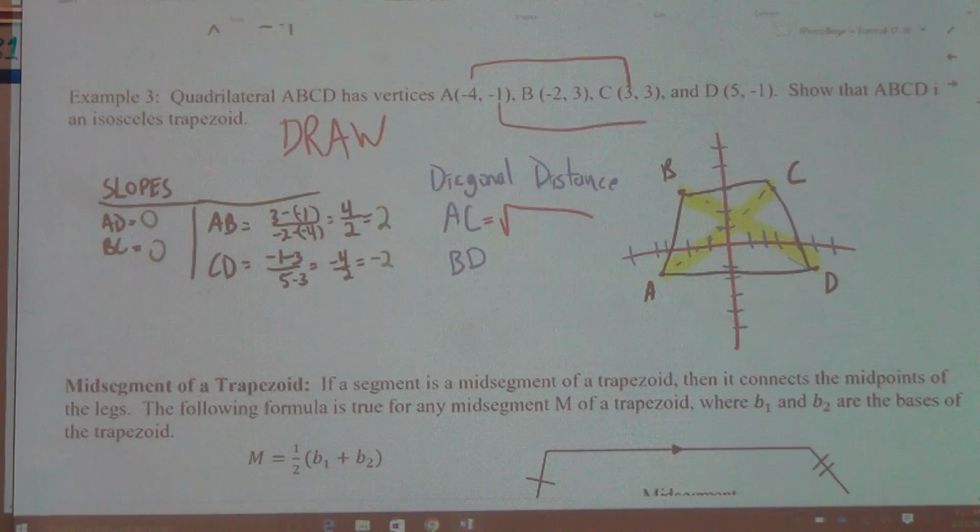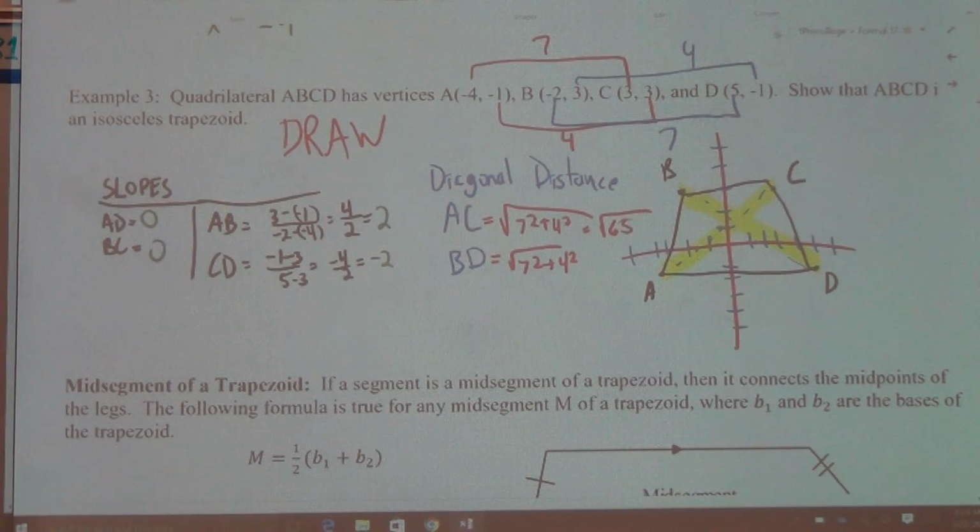7 units by 4 units. For BD, it is 7 units by 4 units. So it looks like we're getting the same things here. The same materials are going in, so we suspect these will be congruent. 49 and 16 together makes 65.